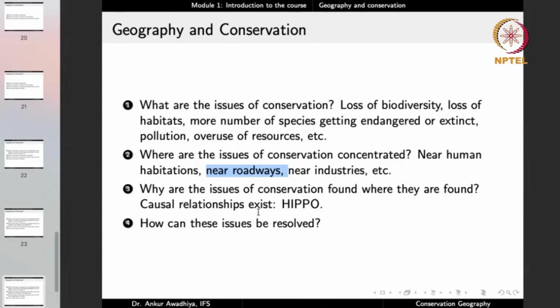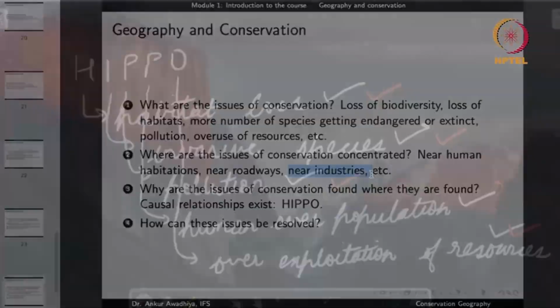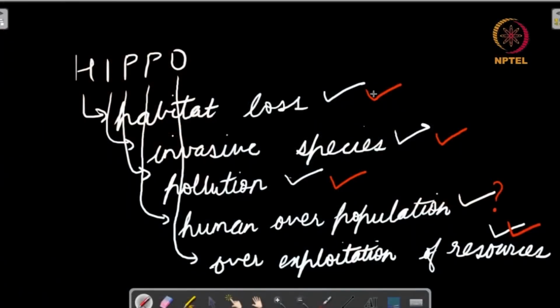If we ask why the issues of conservation are found near industries, then do industries lead to a loss of habitat? Well, in some cases, yes, but not always. But we can put a tick, because for a large number of industries, you need land, and this land can only come through the loss of certain habitats. Do industries result in more invasive species? Not always. Certain industries do increase the invasive species.